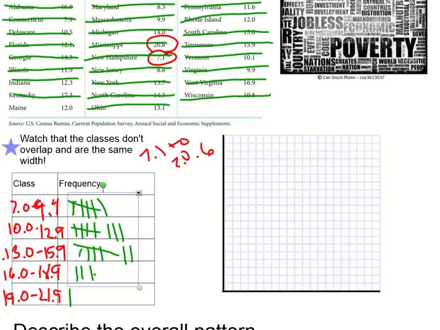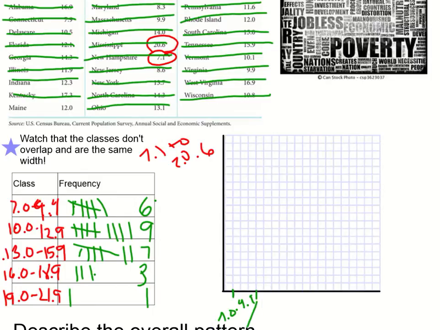Alright, and so now that we've got it all tallied, we figure out how many there are. There are 6 in this interval, 9, 7, 3, and 1. So now we go over to our histogram, and because we didn't start at 0, we're going to start over a little bit, and our first one is going to be 7.0 to 9.9.